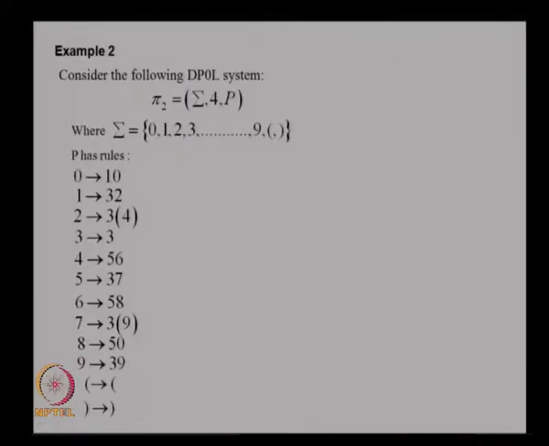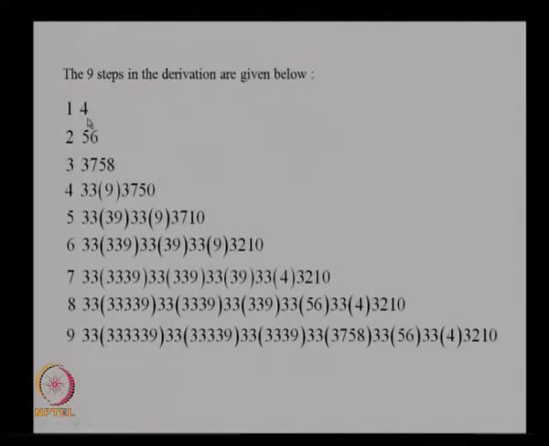Consider one more deterministic propagating 0L system, where the alphabet consists of 0, 1, 2, 3, 9, left parenthesis, right parenthesis. One of the symbols, 4, is the axiom. The set of productions are given by this: 0 goes to 1 0, 1 goes to 3 2, 2 goes to 3 within bracket 4, and so on. These are the rules, and with this in the first step if you have 4, second step you get 5 6, in the third step you get 3 7 5 8, and so on.